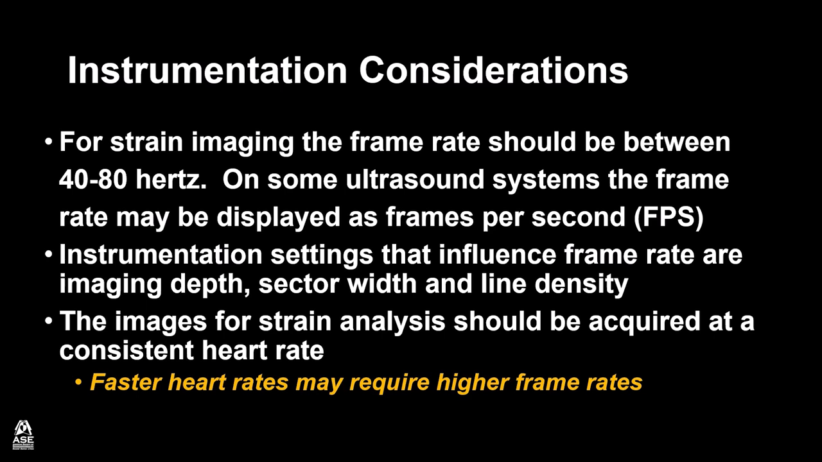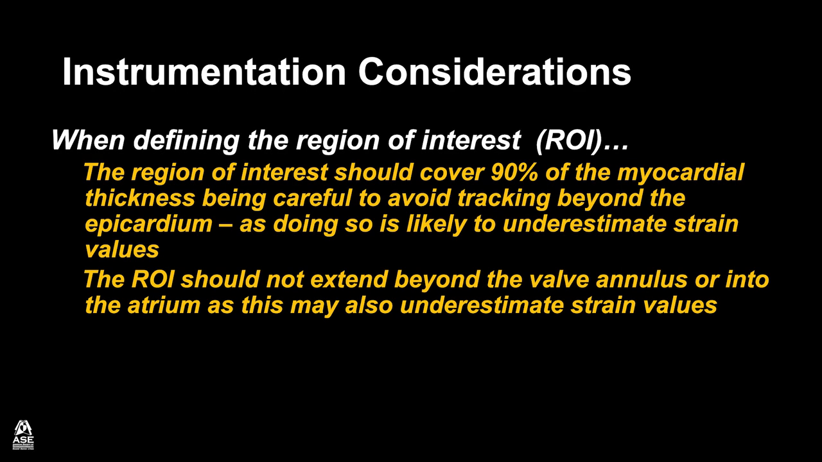The images for strain analysis should be acquired at a consistent heart rate, and faster heart rates may require higher frame rates. Other instrumentation considerations include placement of the region of interest, or ROI. The region of interest should cover 90% of the myocardial thickness, being careful to avoid tracking beyond the epicardium, as doing so is likely to underestimate strain values. The ROI should not extend beyond the valve annulus or into the atrium, as this may also underestimate strain values.